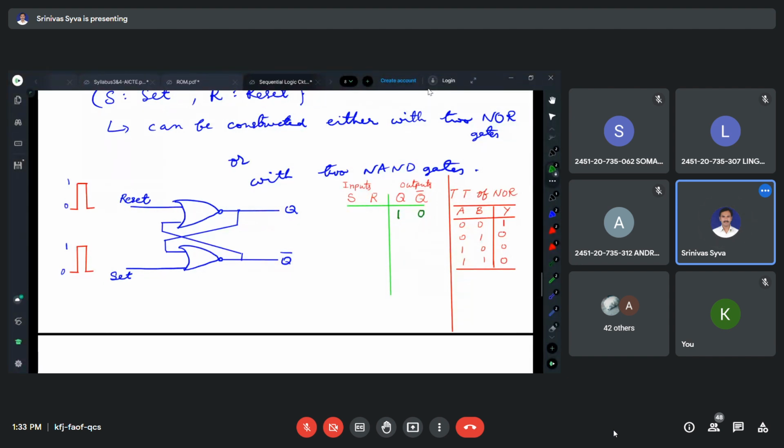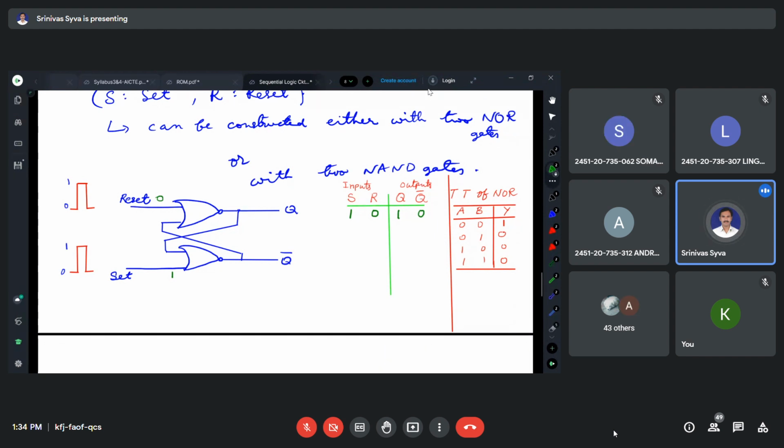Okay. Suppose set and reset. I am applying set as 1 and reset as 0. I am applying like this. Okay. So with this automatically you will get Q is 1, Q bar is 0. You see here S is 1, for example. S is 1. Okay. Reset is 0. So how to decide whether Q is 1 or 0?